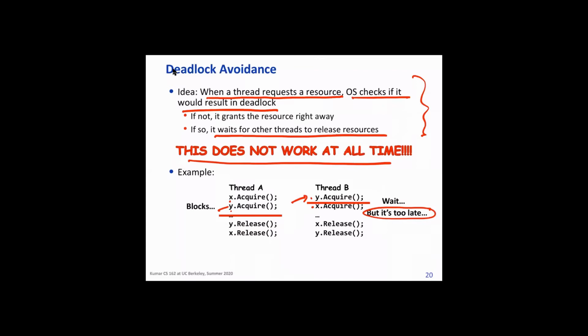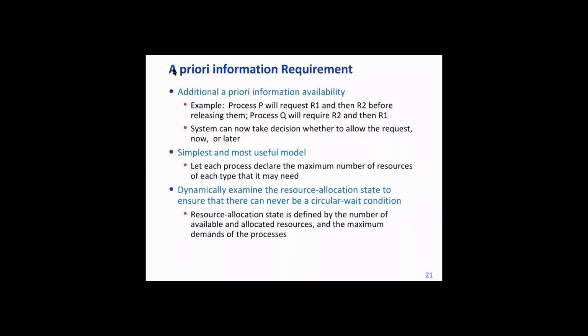What is the catch here? Thread A will go to sleep. Both will go to sleep because both are in deadlock. Ideally we should not execute this, but until we execute it, we will not know what it is like. So a priori, if the OS knows that thread A will require lock Y, then it will not execute. That's the point we are making. So a priori information should be available.